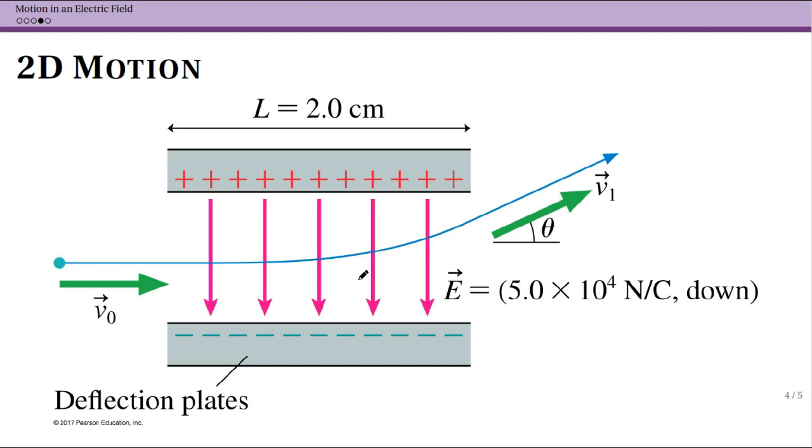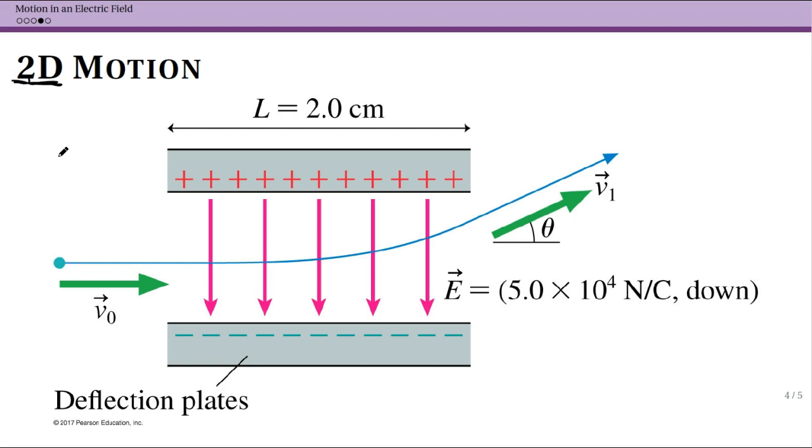Excitingly, we get to deal with two-dimensional motion situations as well. In this case, our particle begins moving to the right, but then it enters a region of uniform electric field that's downwards. This causes it to deflect and it has an angle. How you need to think about this is fundamentally that it is two-dimensional motion.